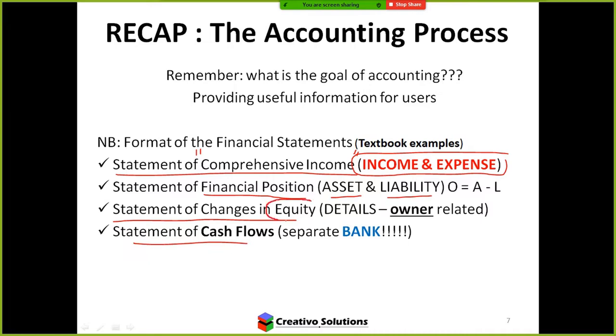When I look at equity, this is very important because we're going to be focusing on owners, different types of owners: partners, members, sole proprietors, shareholders. All of that will be part of the statement of changes in equity. And then cash flow is separate. There, you're only going to be focusing on bank. So this is important in terms of technique, approach.